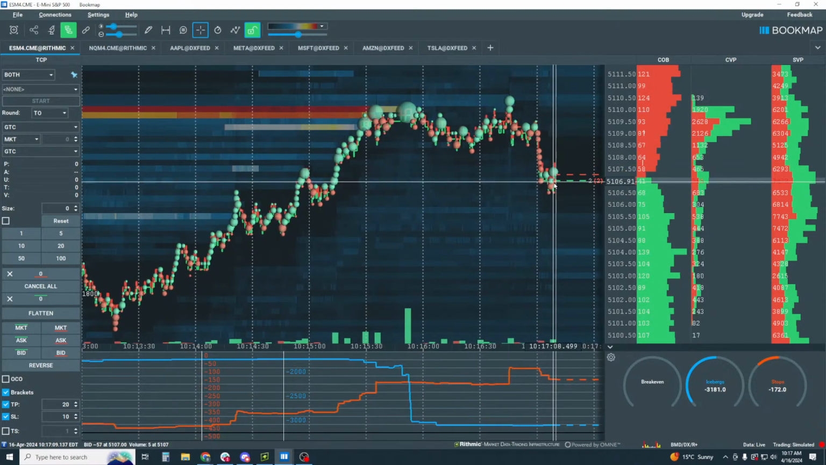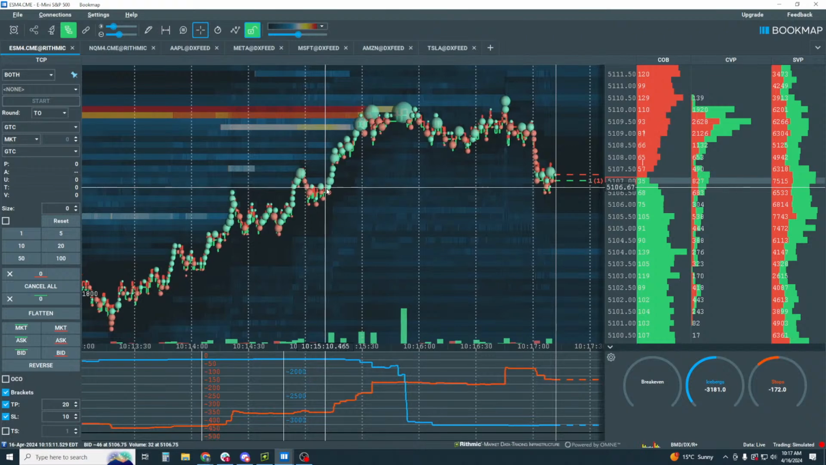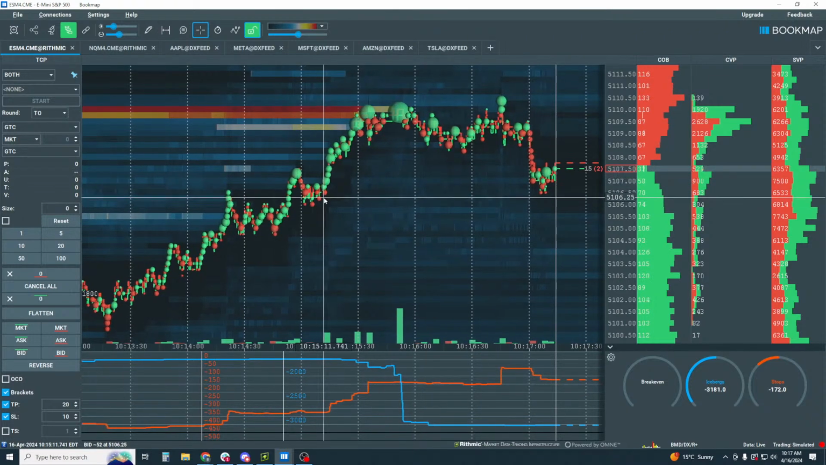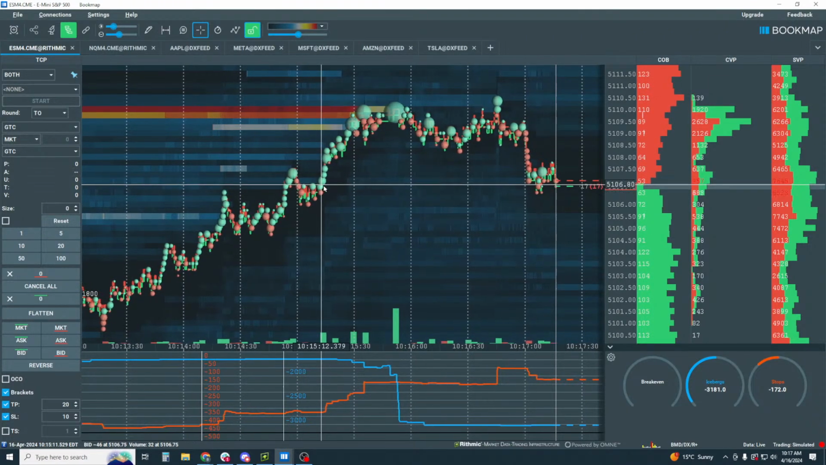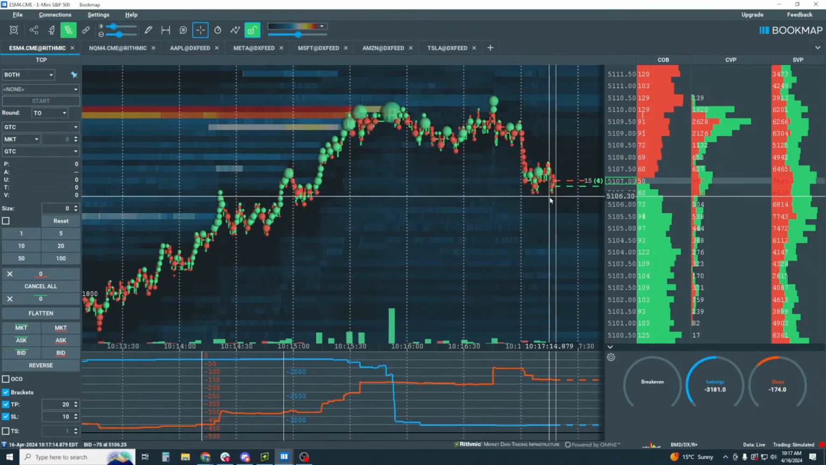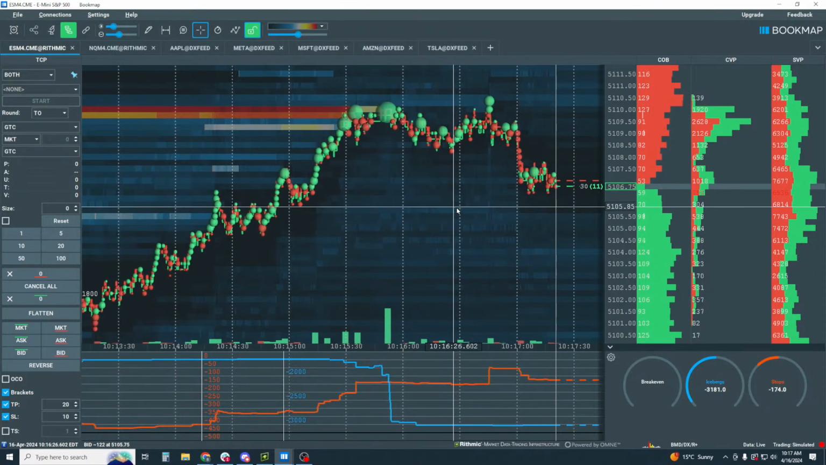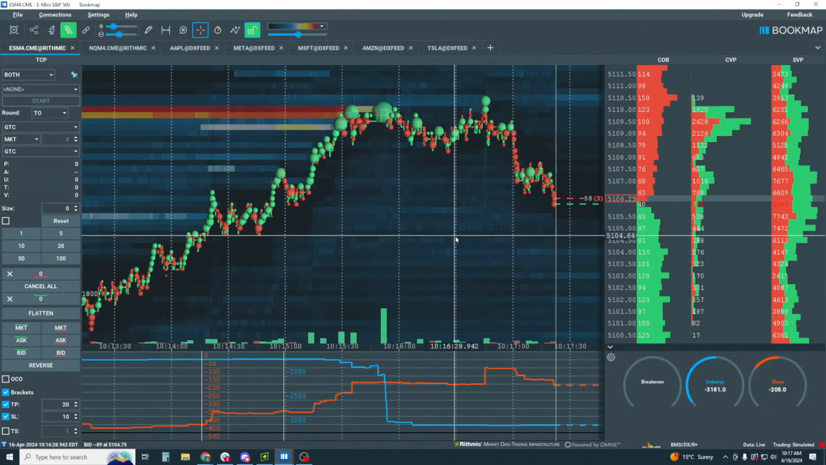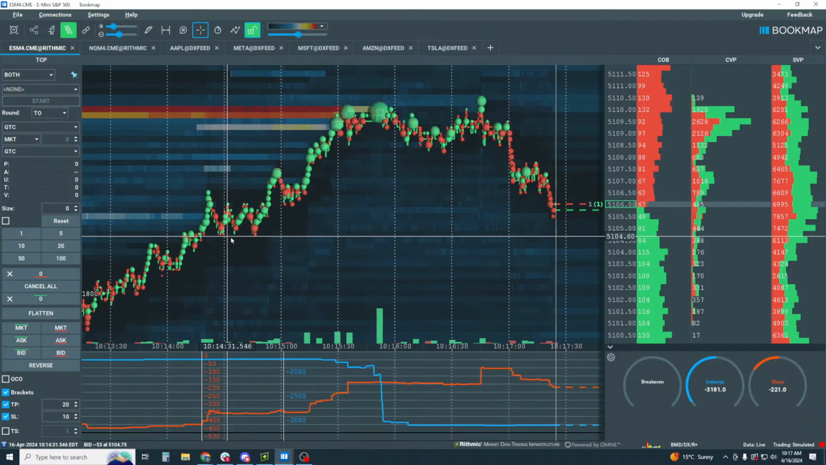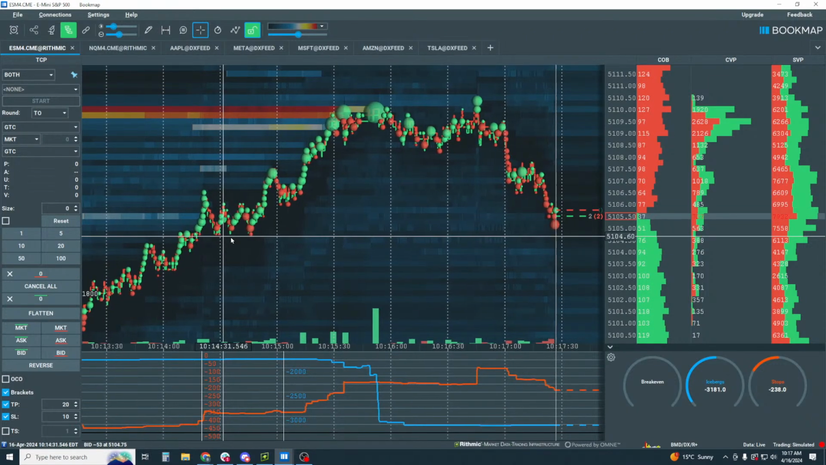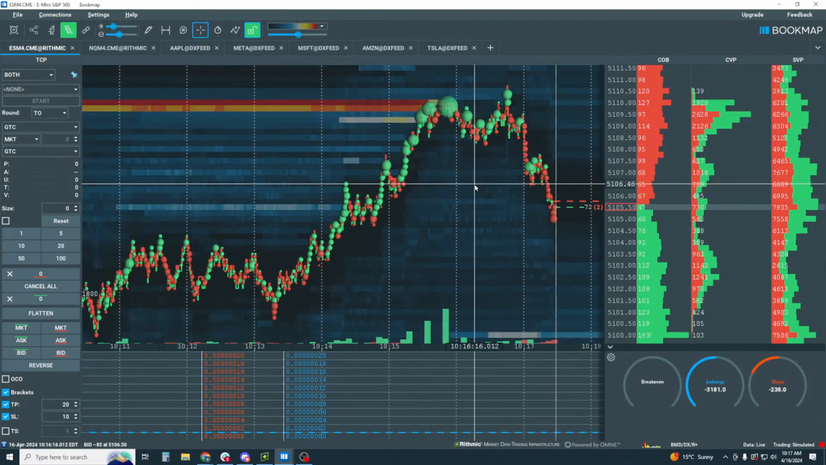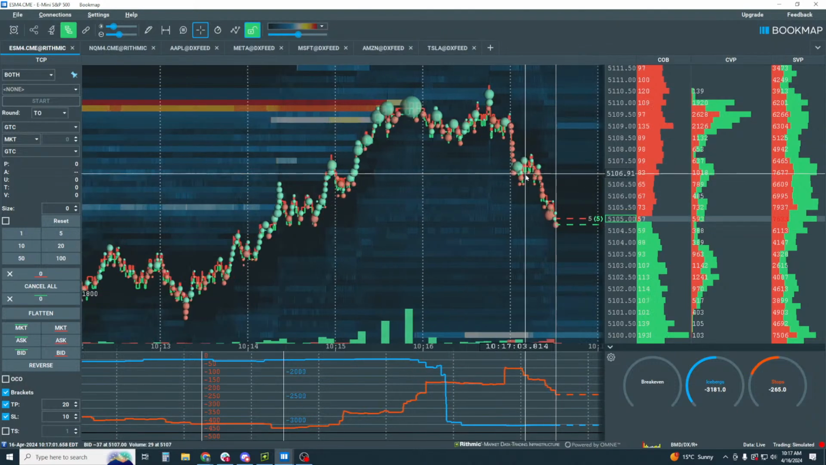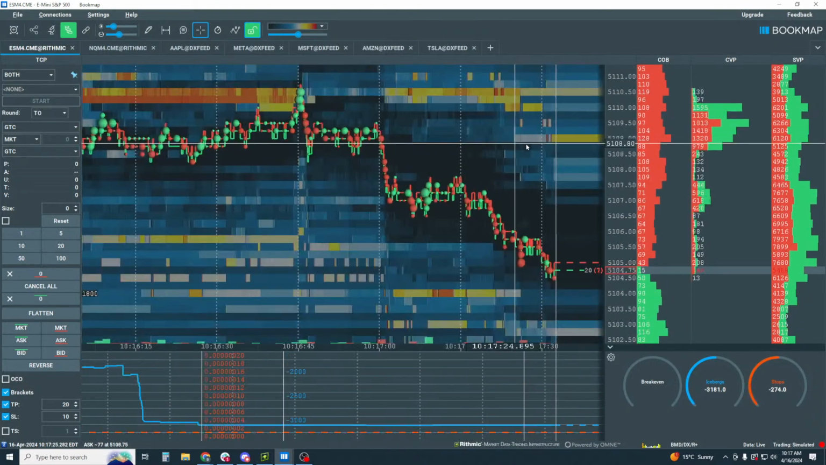Okay, so the pullback has already unfolded. It's traded down to this little swing here, well, to this area here where the buyers did come in. I'm still looking for one more push maybe here by the sellers into this area or into this area here at 104 and a half. All right, and then we're going to take a look.